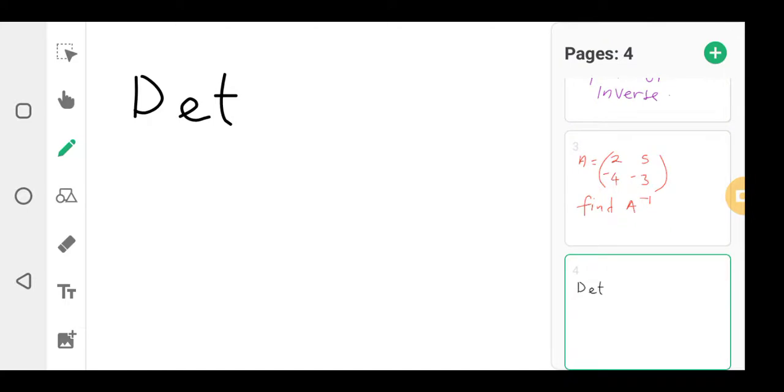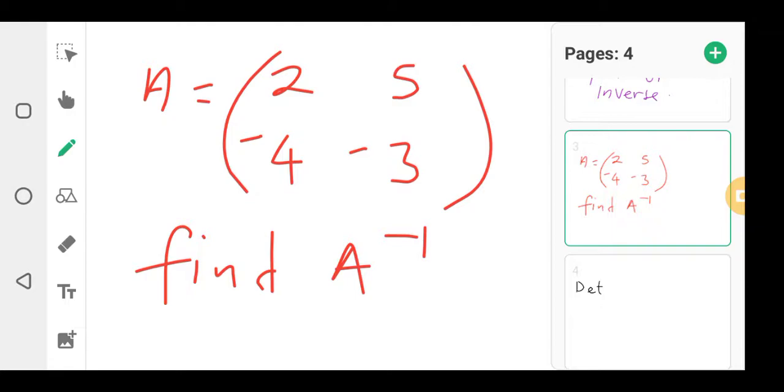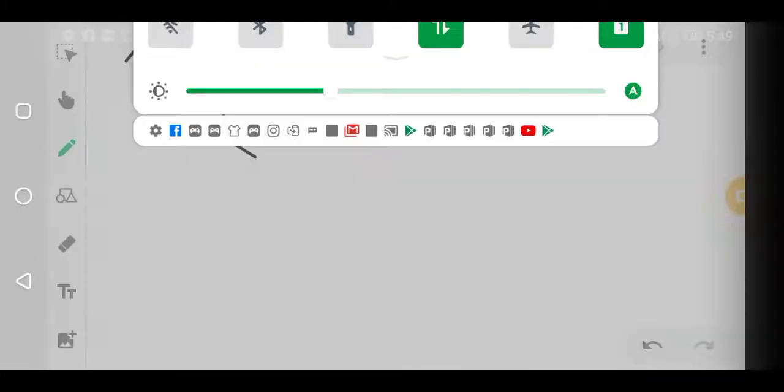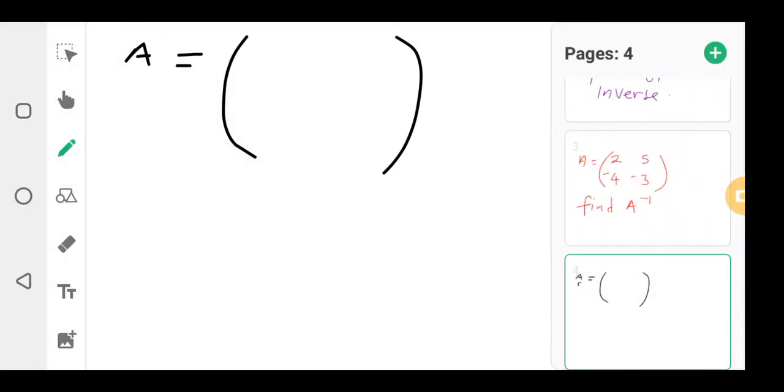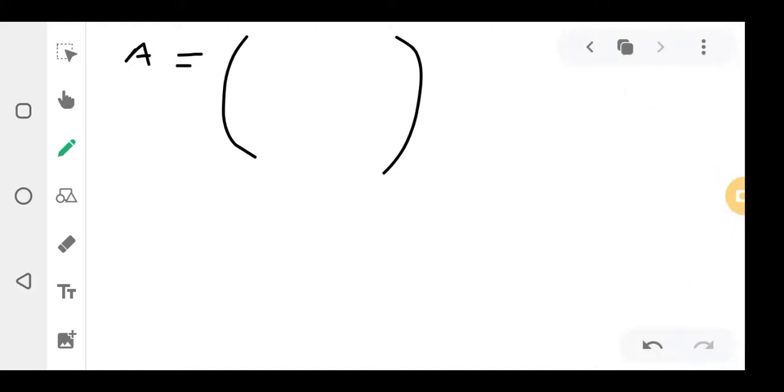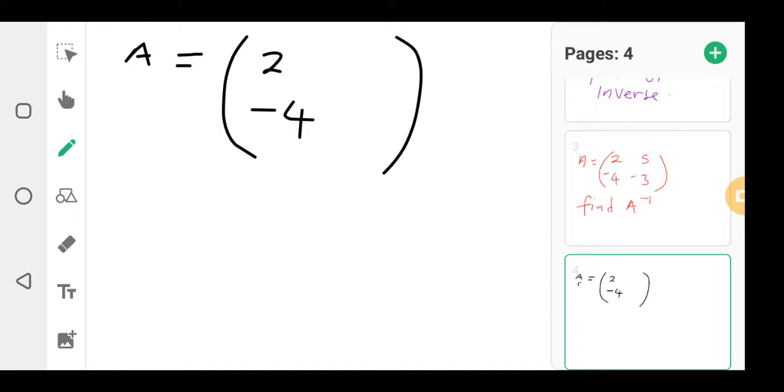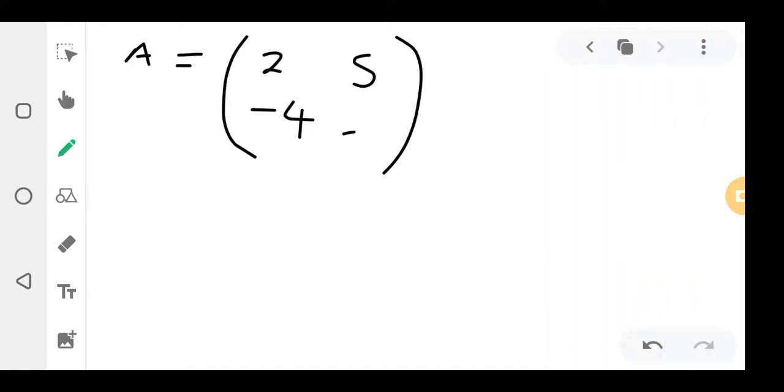Okay, I taught you how to find the determinant in the previous lesson. So determinant of what? Determinant of matrix A. Okay, let me bring the matrix here first. Matrix A. What is matrix A? Okay, matrix A was 2, -4, 5, -3.